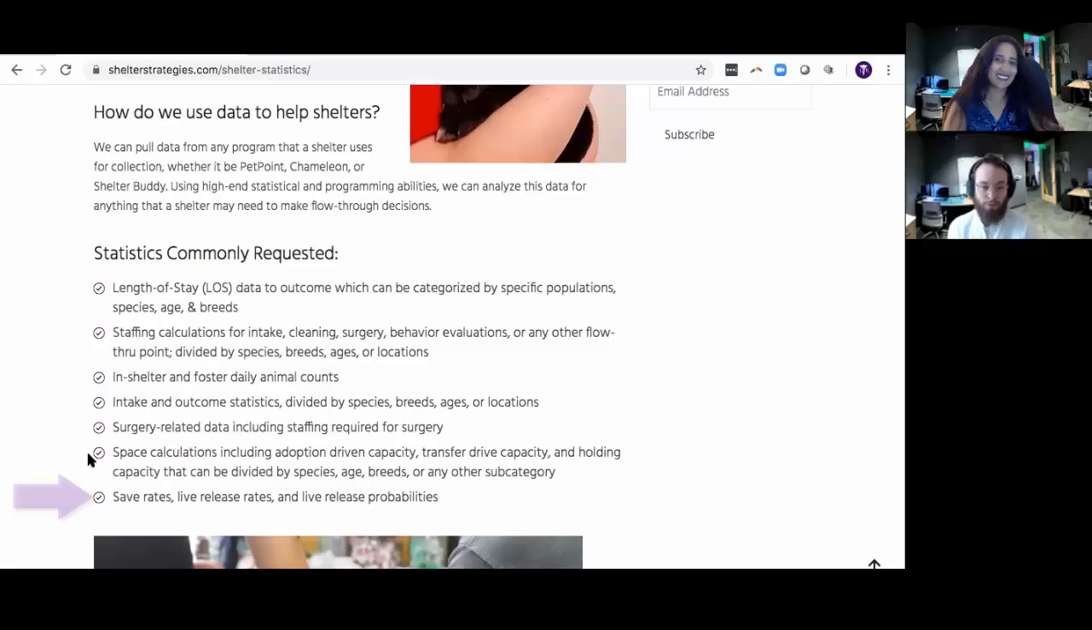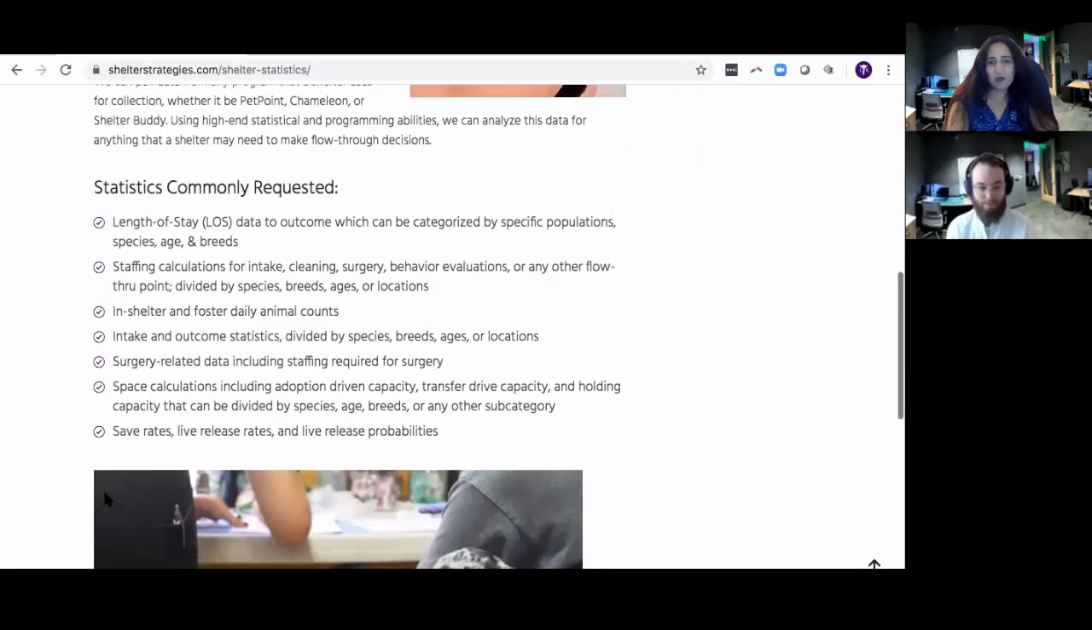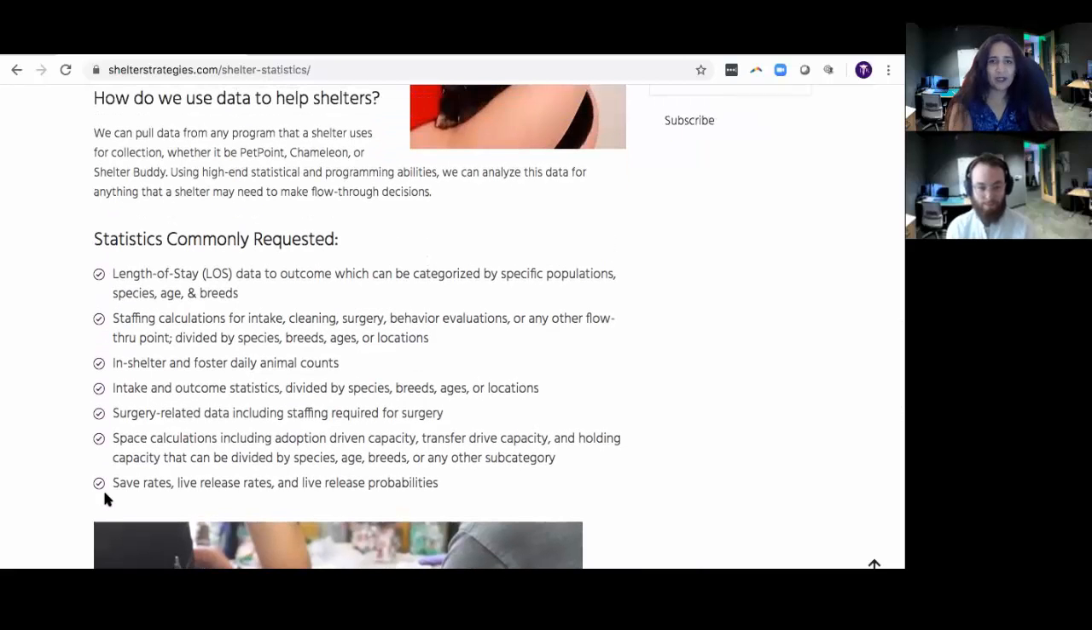And of course, we calculate save rates and all other types of rates, which we'll go into more later. Yep. So these are just the most common things that we'll be going over. We're also going to look at different systems, whether it be Chameleon, PetPoint, Shelter Buddy, Shelter Love, and how to pull data from different sections.